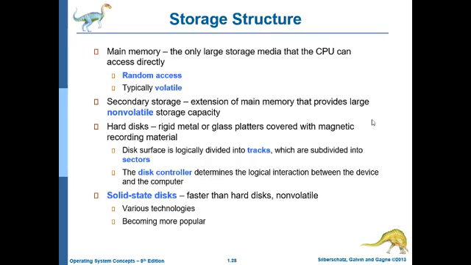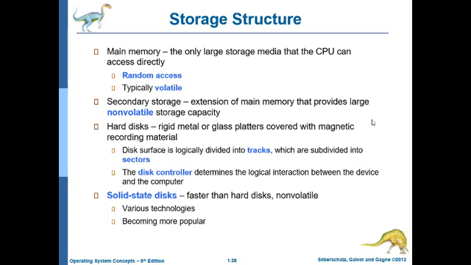Now the storage structure is such that you have two main types of storage. One is called the main memory, the other one is called the secondary storage or secondary memory. The main memory is also called random access memory, or RAM.